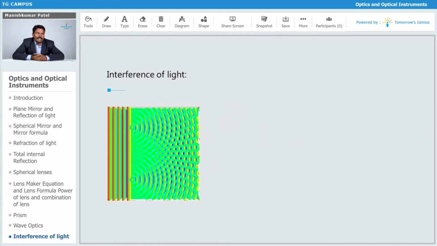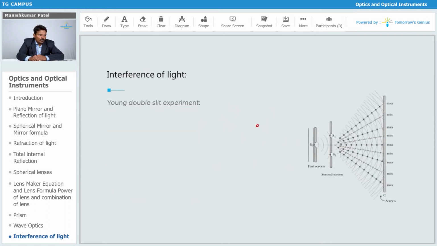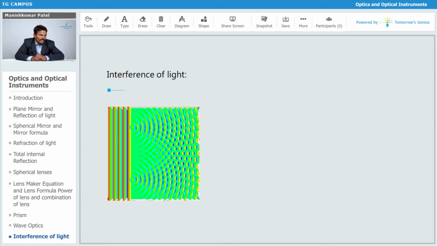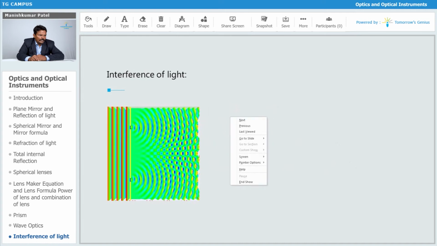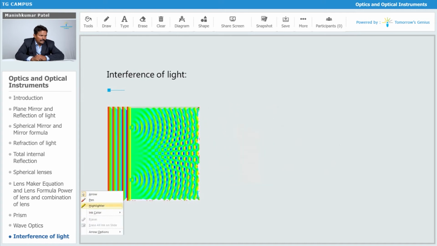Now what is this interference of light? In interference of light, definitely there is a source of light, so we will take the idea for this. Let's say this is the source of light which I have shown. Obviously this is going to emit the light. Then there are two slits, two apertures. The light is going to pass through them and it will get bent in this manner.